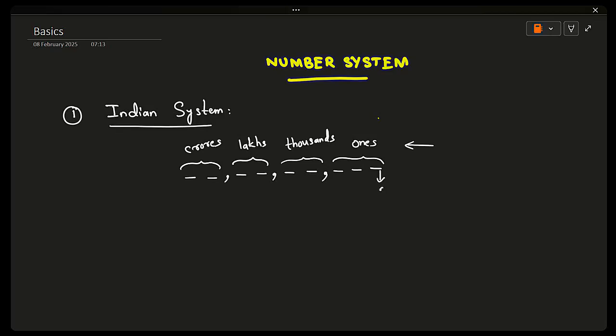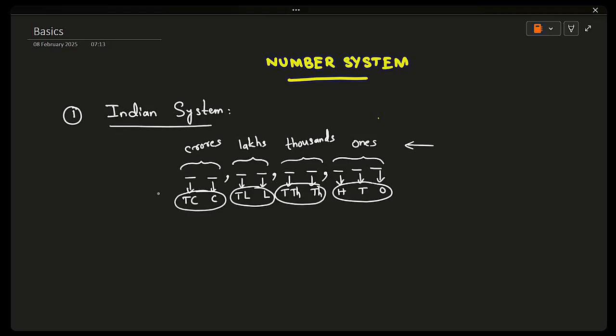This is ones place. This is tens place. This is hundreds place. This is thousands place. This is 10,000s place. This is lakhs place. This is 10 lakhs place. This is crores place. And this is 10 crores place. So you have to remember the places up to 10 crores, starting from ones. Right to left, ones, tens, hundreds together are called ones period. Thousands and 10,000s together are called thousands period. Lakhs and 10 lakhs are called lakhs period. Crores and 10 crores are called crores period.